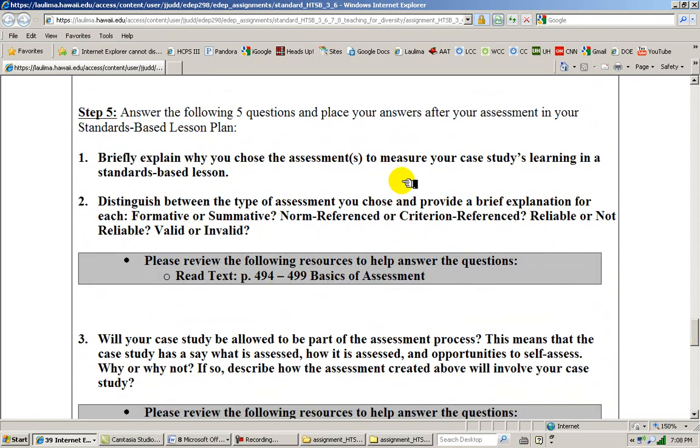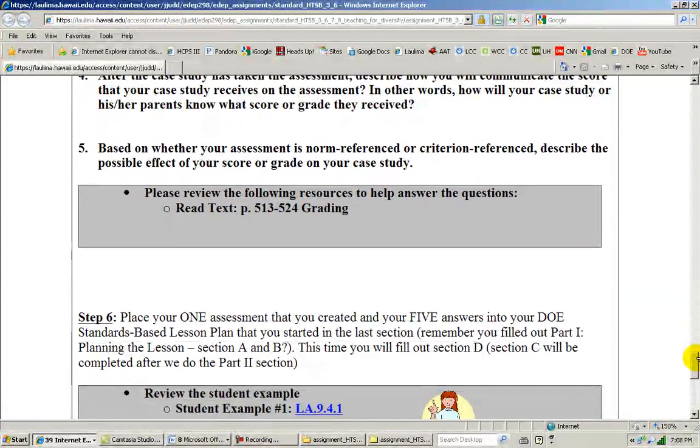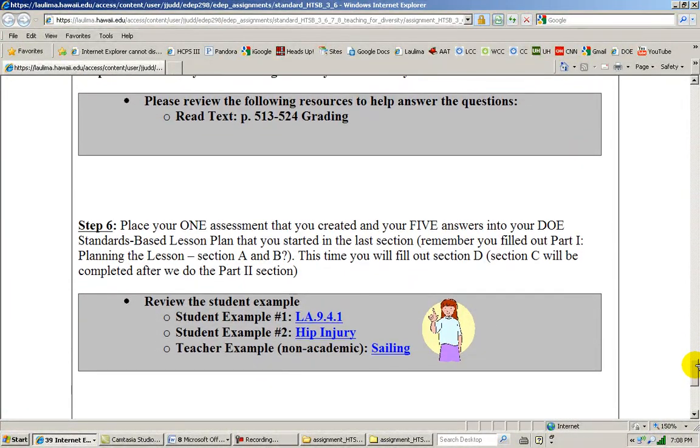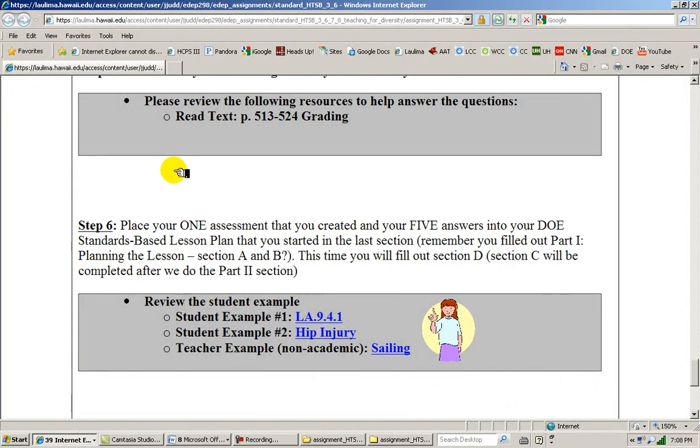Then finally, answer 5 questions that educational psychologists feel are very important to understand about assessments. So you'll go through these 5 questions, and there are text resources for you to use. And then in step 6, you're going to place the one assessment that you create and your 5 answers into the DOE standards-based lesson plan you started last section, and fill out section D. And section C will be completed after part 2.